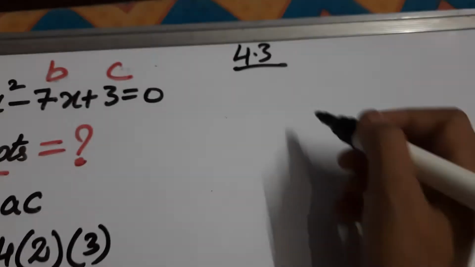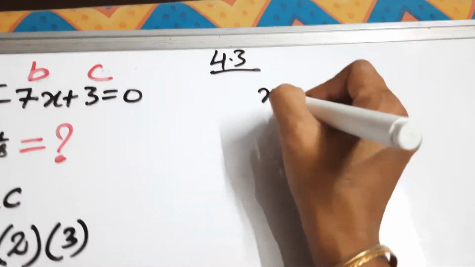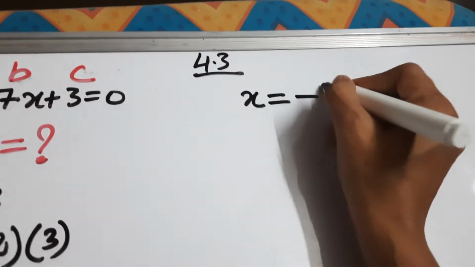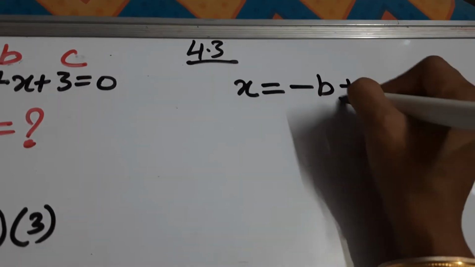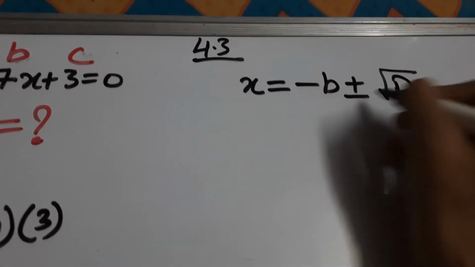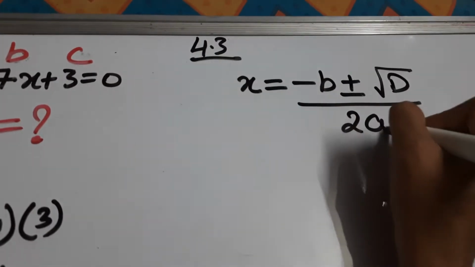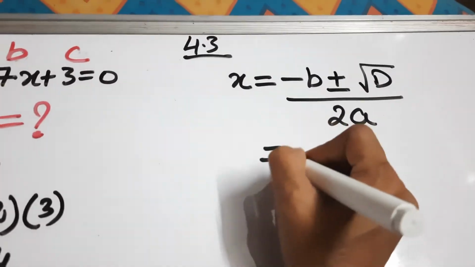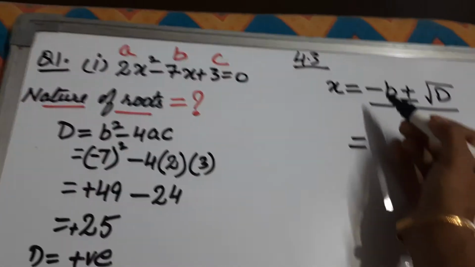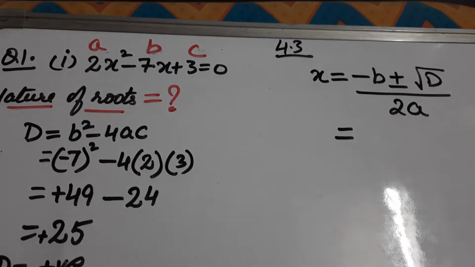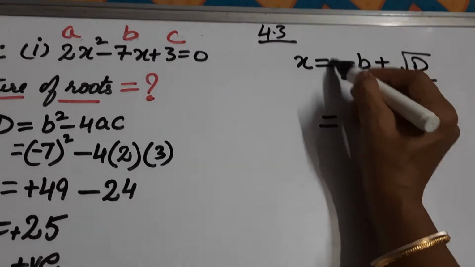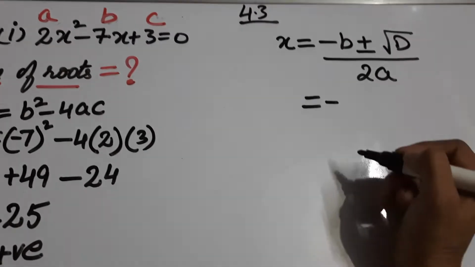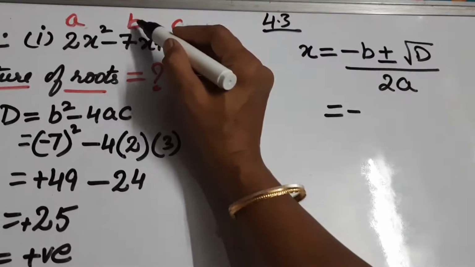Let us solve because roots are existing, so we will apply the formula. If roots do not exist, we will not apply. So formula is x equals minus b plus minus under root D upon 2a. So let us put x equals minus b. One minus is there in the formula. Then b. What is b?